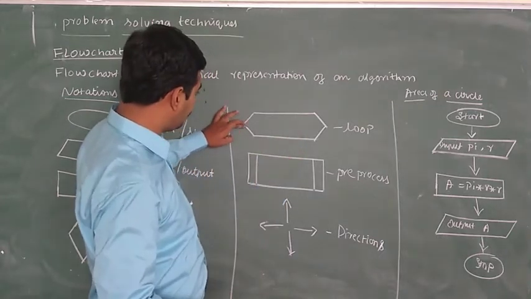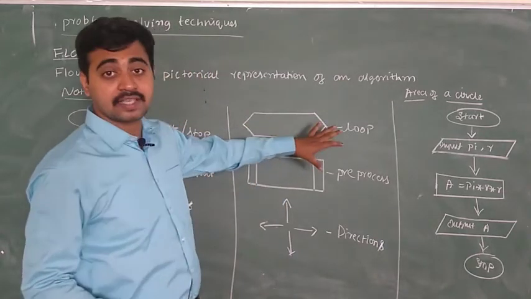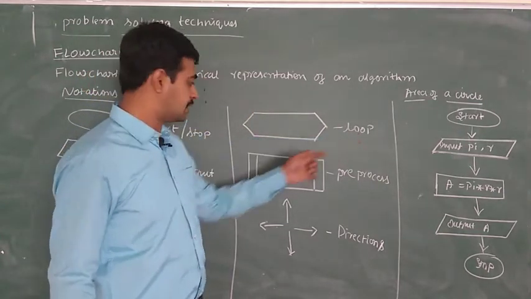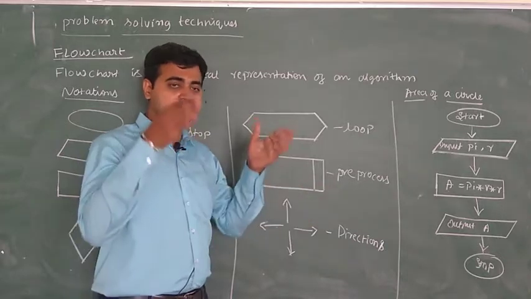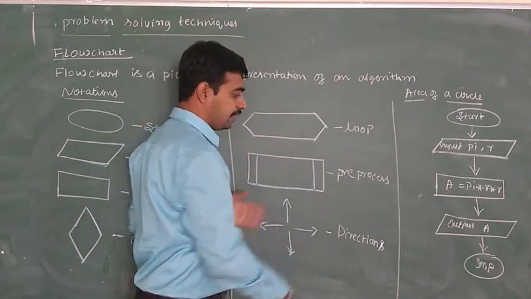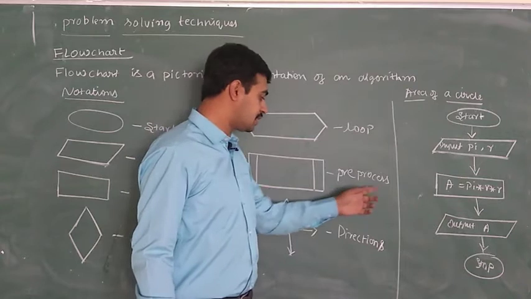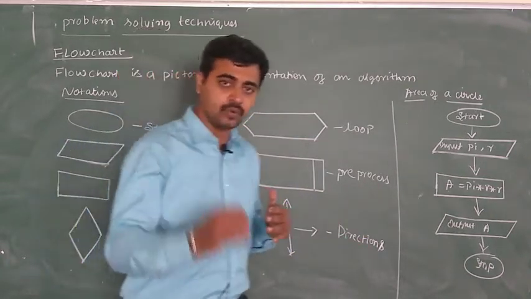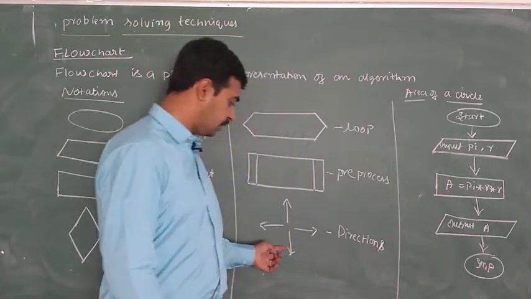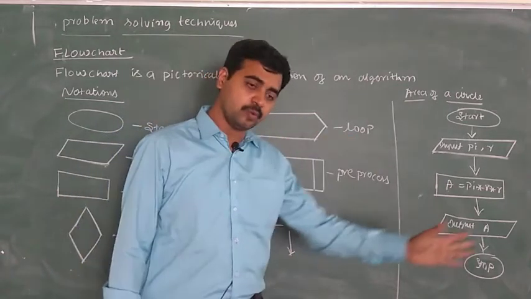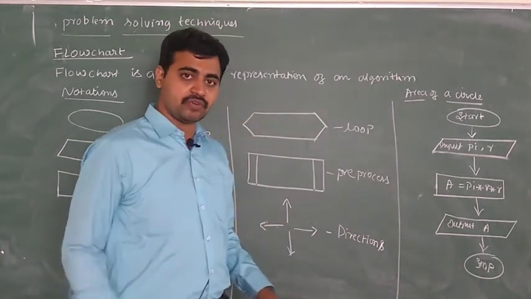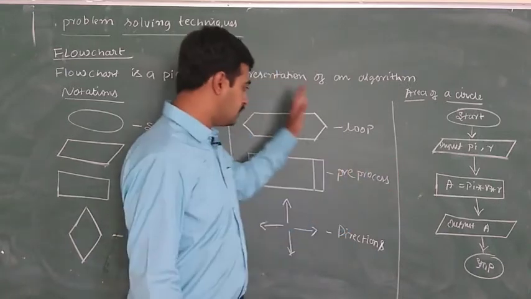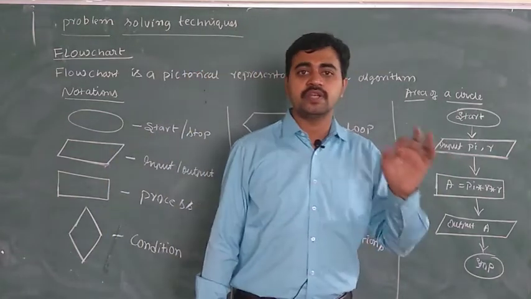For that you can apply a particular shape. It is actually 1, 2, 3, 4, 5, 6, a hexagonal shape. It is an elongated hexagonal shape, used for what? Loopings. Again, we have a preprocess symbol with perpendicular lines. It is called preprocess, and we will also be using directions. If I want to go downward, I need to use the downward arrow. For sideward movement, I use left and right arrows. To go to the upper level, I use the upper arrow mark. These are all the notations used in a flowchart.